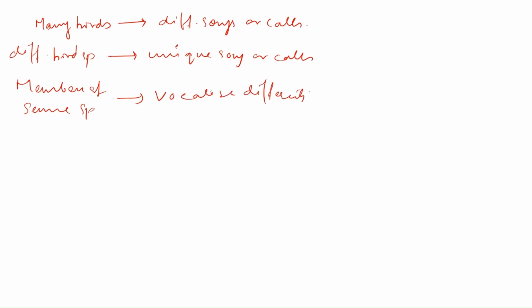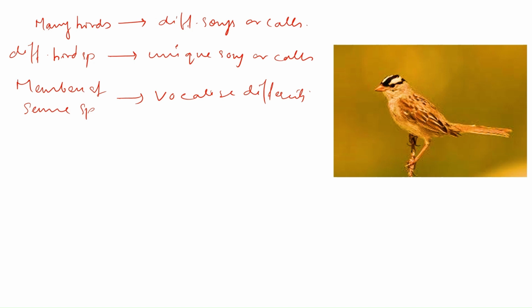For example, a species called the white-crowned sparrow has local dialects. What do we mean by dialect? Like I'm teaching you in the English language. The way I speak English, the way I pronounce each and every word will be different from the person who is staying in USA. The person who is staying in USA speaks English differently from the person who stays in Australia. So we have different varieties; though we are all speaking English, we have different dialects.